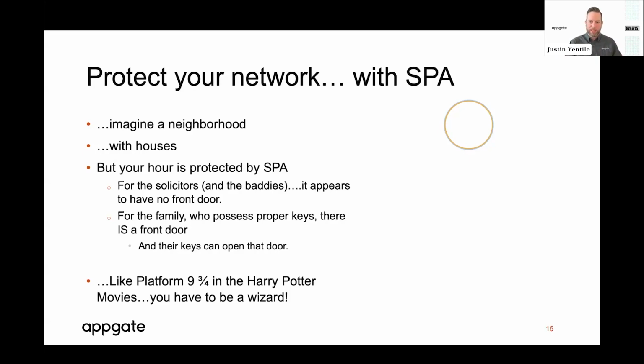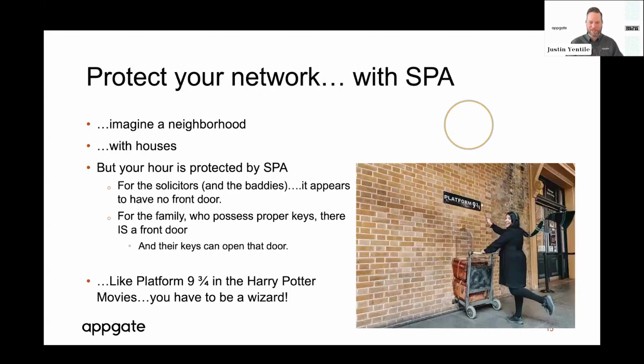The analogy for those keys and deadbolts, by the way, is the other layer: I also need to be authenticated as a user. So even if you have this SPA key, it doesn't give you the ability to enter the building. You still need the proper credentials to get across the threshold and actually walk in the door. It kind of works like magic, and Jim likes to say it's like platform 9 3/4 in the Harry Potter franchise. You basically have to be a wizard to really see the front door and actually enter it. So that's our little analogy for today, and hopefully it helps you frame up why SPA is important and put it into perspective.